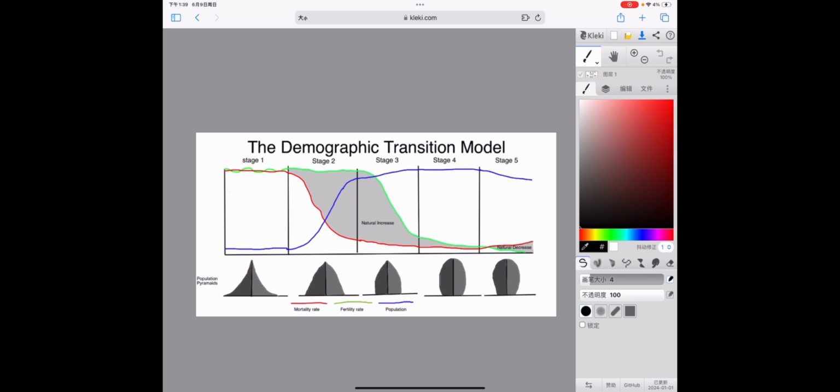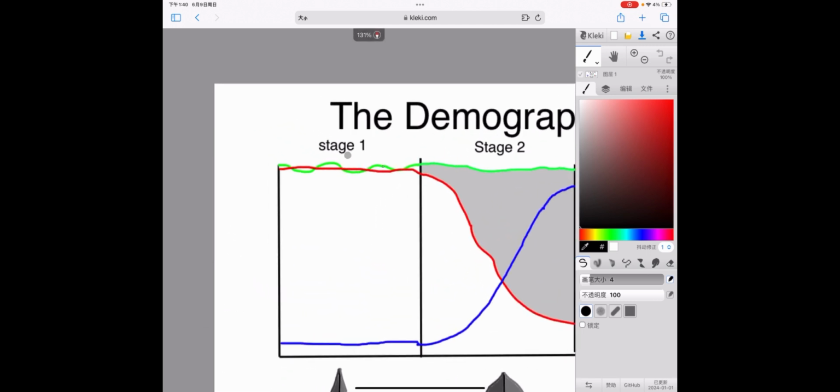Now that we have understood population pyramids, we are going to look at the demographic transition model. The demographic transition model explains the population and the mortality and fertility rate of a country from stage 1, which is a not developed society, to stage 5, which is a developed society. And now we can look at stage 1.